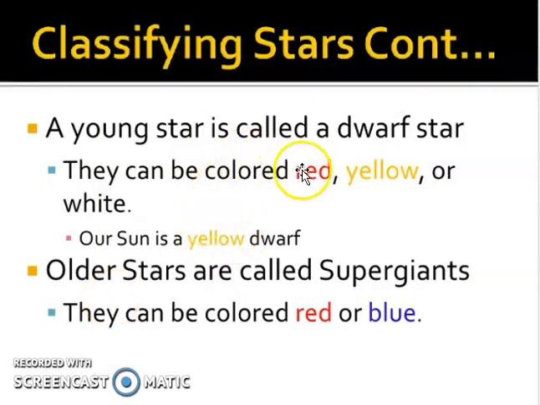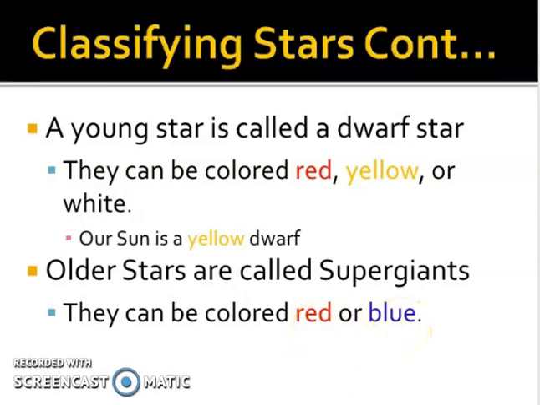A young star is called a dwarf star. They can be red, yellow, or white. Our sun is a yellow dwarf star, meaning our sun is a young star. Older stars are called supergiants. They are older, and their color is red and blue.